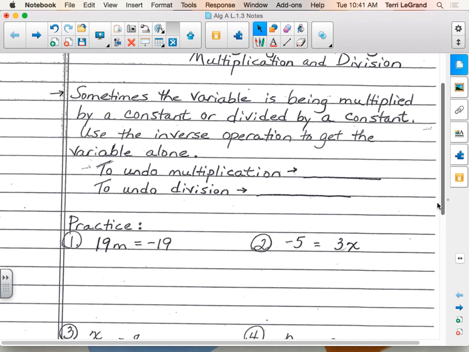So when sometimes the variable is being multiplied by a constant, and by the way, constants don't have to be nice whole numbers. They can be fractions like 1/2. 1/2 is a constant. Or being divided by a constant, we're going to use the inverse operation to get the variable alone. So instead of something being added to the variable today, or subtracted from the variable, we're going to have that variable being multiplied by a constant or divided by a constant.